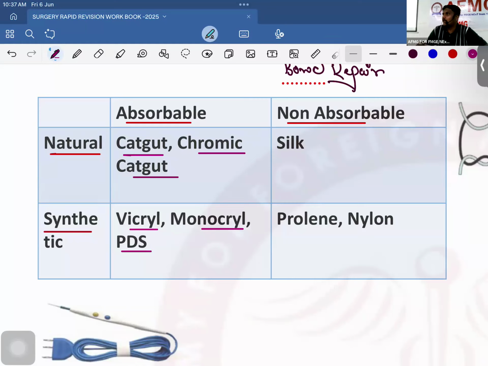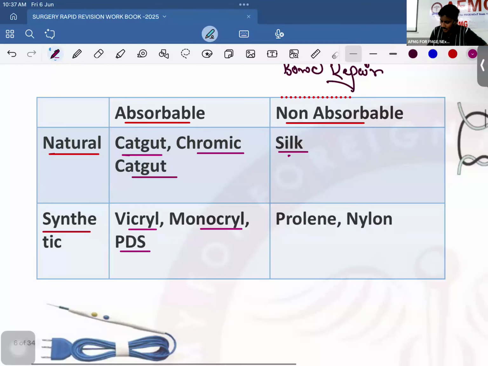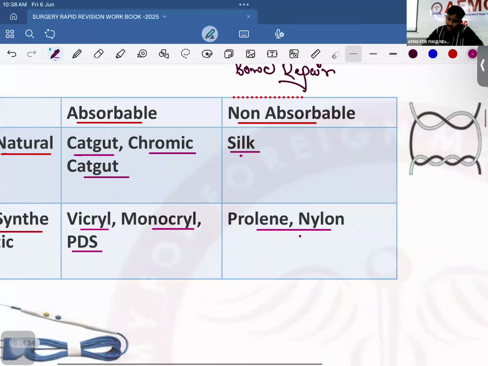Which suture is non-absorbable and natural? Silk. So which suture is natural and non-absorbable suture? Answer is going to be silk. Which suture is synthetic and non-absorbable? Prolene and nylon. We know synthetic non-absorbable sutures are going to be prolene and nylon, beta. That is what is important.